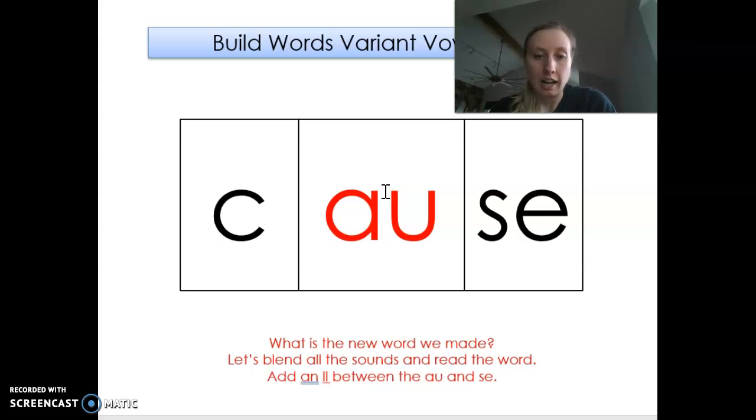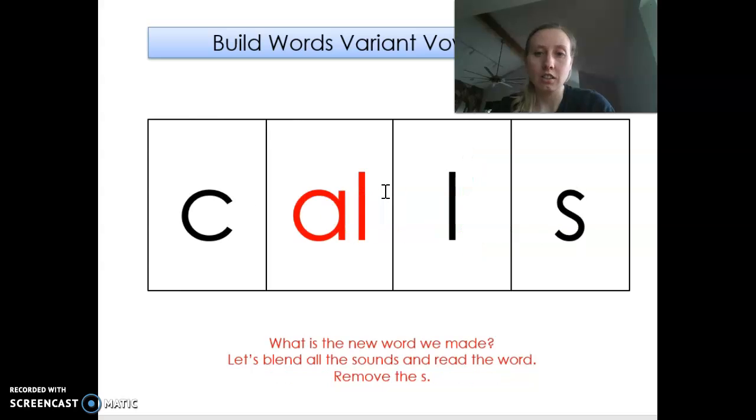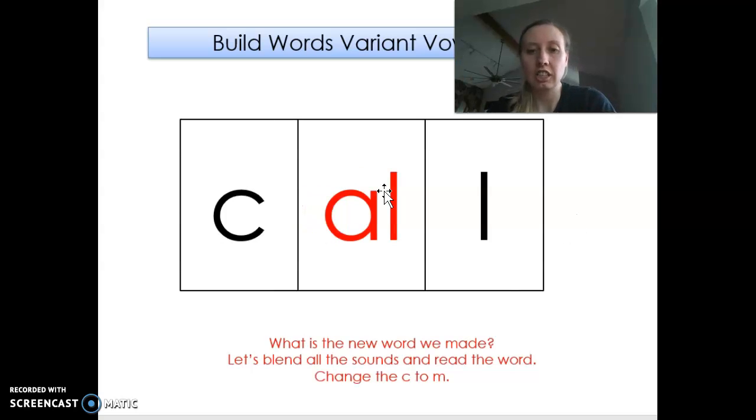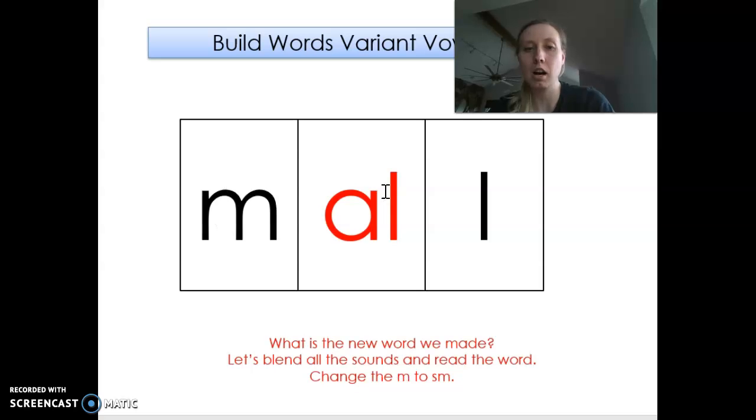Cause. Add an ul between the ah and s. So it'd be like that. Calls. Get rid of the S. Cover your hand up over the S. Call. Change the k to m. Mall. Change the m to sm. Small.